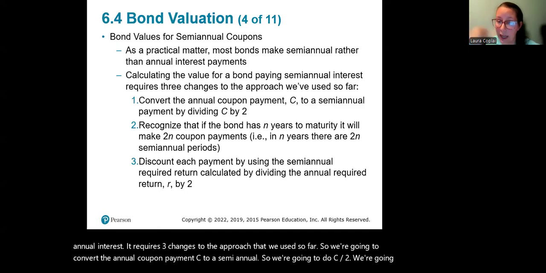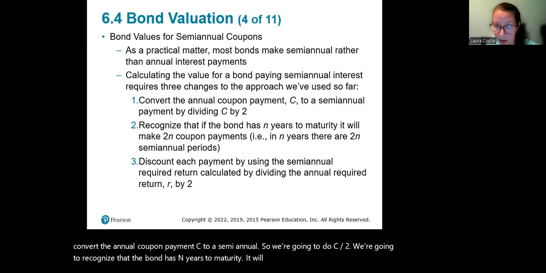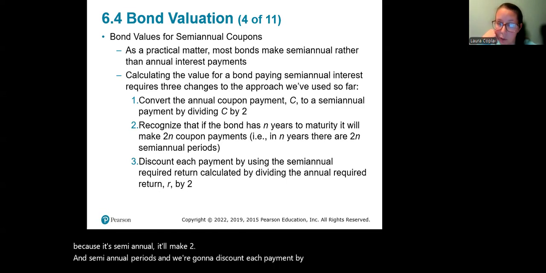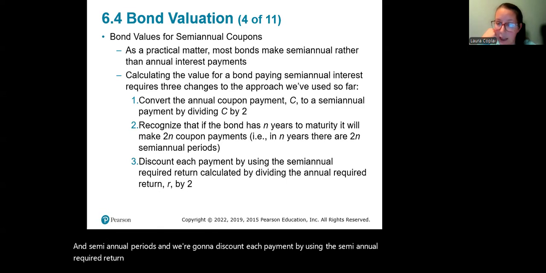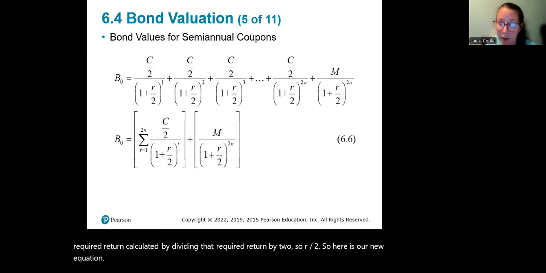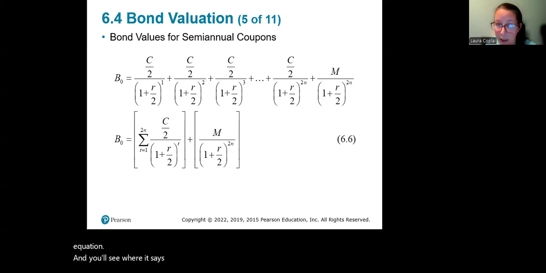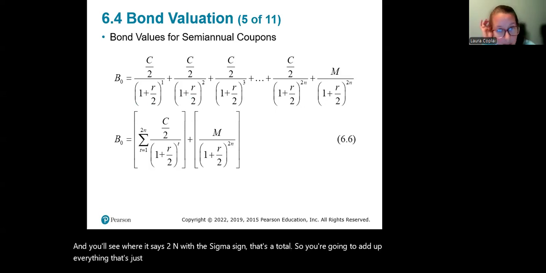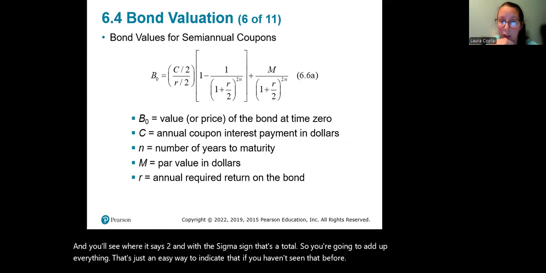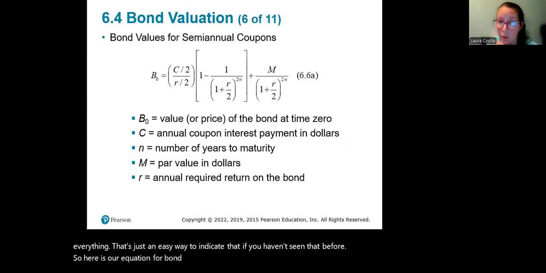We're going to recognize that the bond has N years to maturity, so it will make 2N coupon payments, because it's semi-annual, 2N semi-annual periods. And we're going to discount each payment using the semi-annual required return, calculated by dividing the required return by 2, so R divided by 2. So here is our new equation. You'll see where it says 2N with the sigma sign. That's a total, so you're going to add up everything. That's just an easy way to indicate that if you haven't seen that before. So here is our equation for bond values for semi-annual coupons.